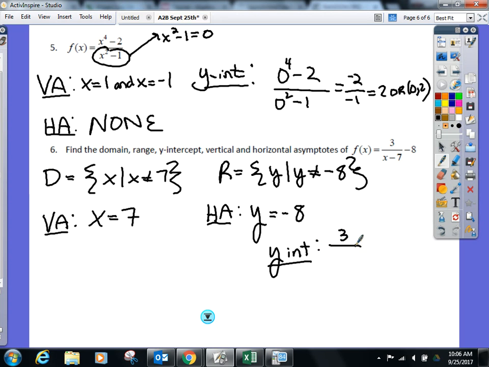So 3 over 0 minus 7 minus 8. Bless you. Good thing we have fraction templates, right? Anybody have that fraction negative? It's okay to open them up and use them. -59 over 7, yep.